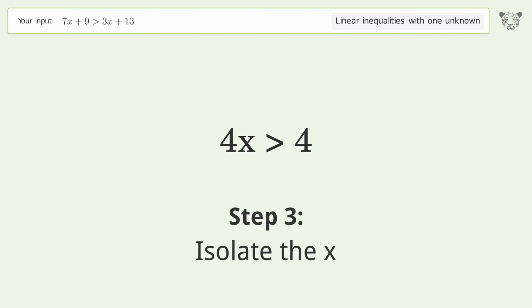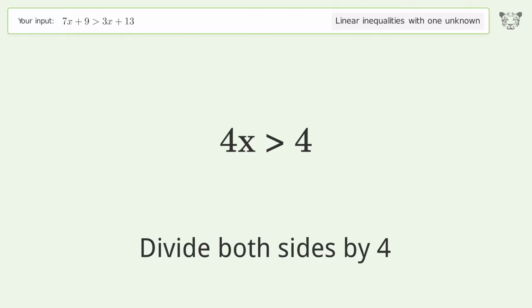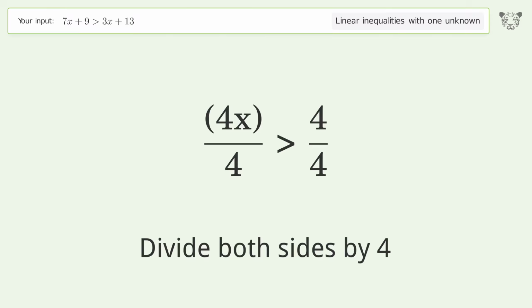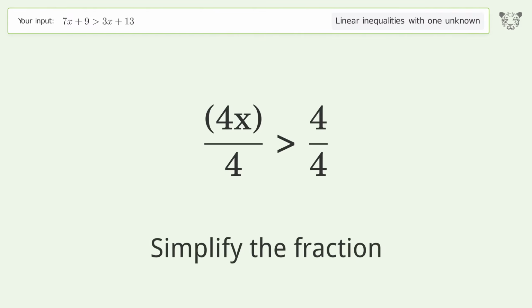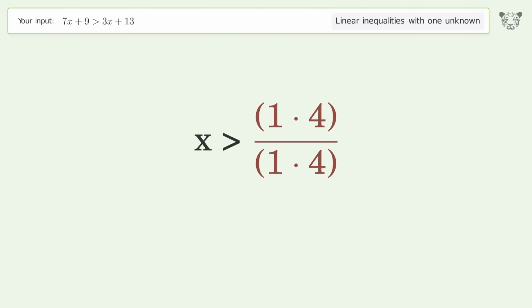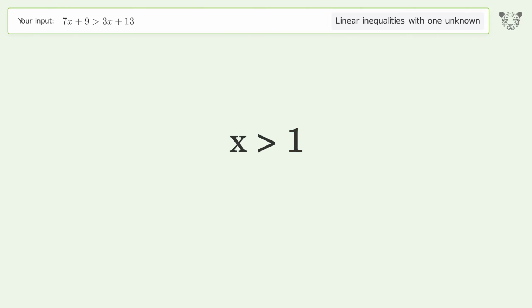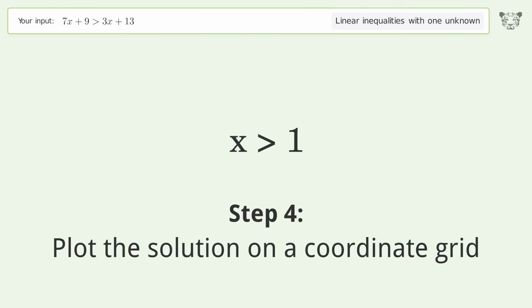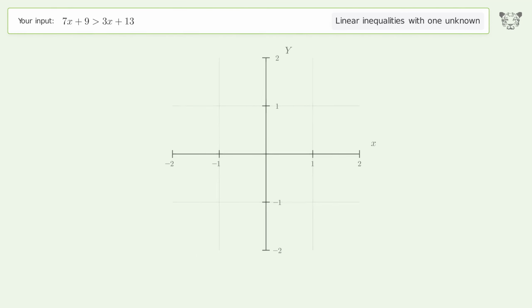Isolate the x. Divide both sides by 4. Simplify the fraction. Plot the solution on a coordinate grid. And so the final result is x greater than 1.